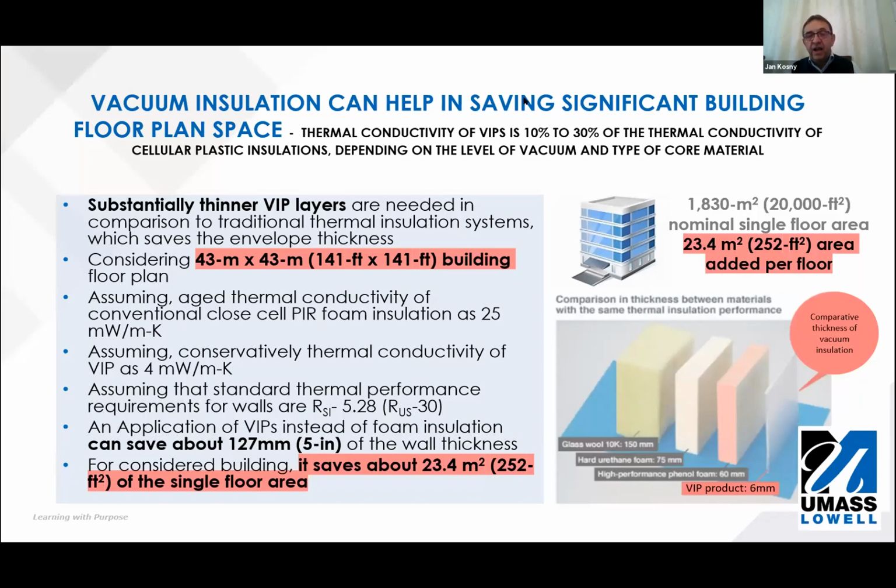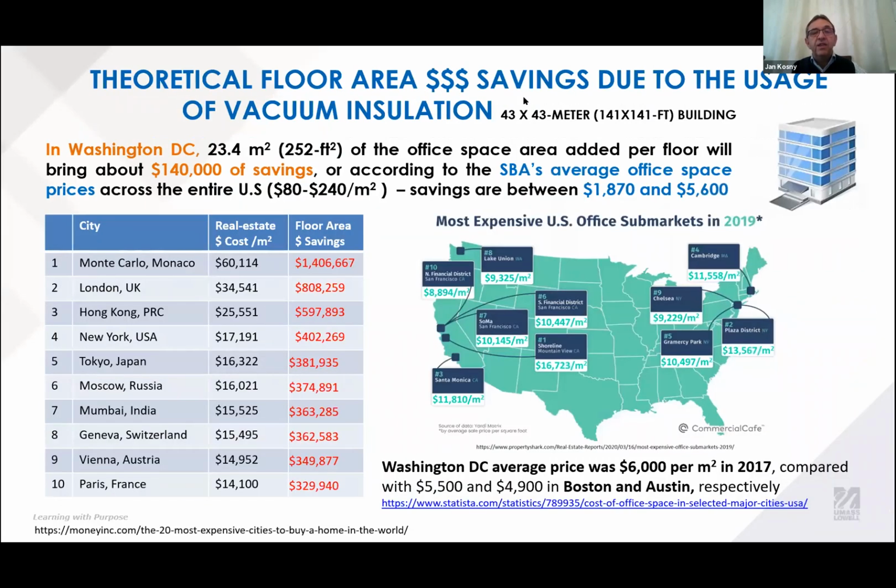That area has value, and you can see that in different places around the world, that floor area can have different value based on real estate values. In Monte Carlo, we will be saving $1.4 million because of that space per floor. In Washington, DC, we are saving $140,000 per floor in that building, assuming that the average price per office space in Washington, DC is around $6,000 per square meter.